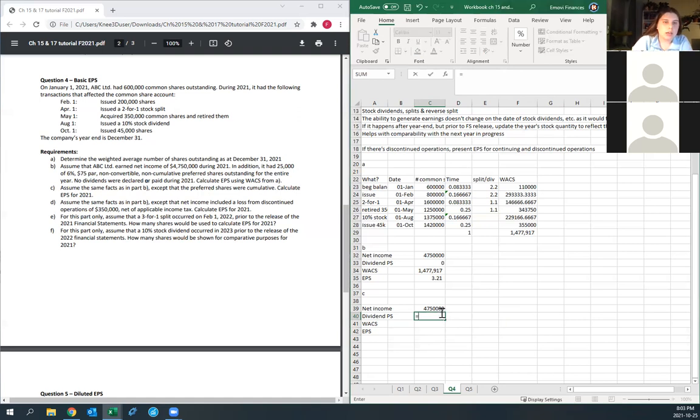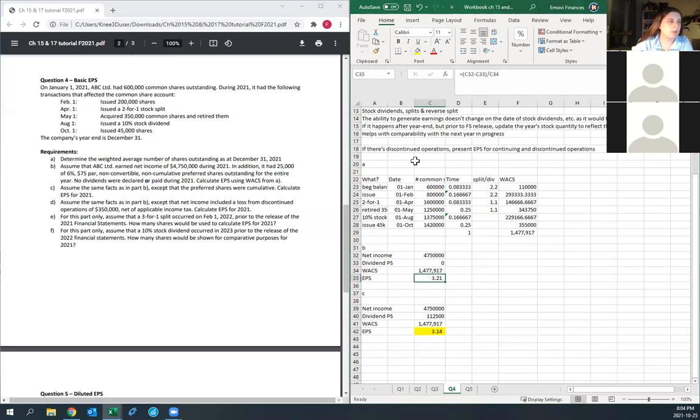To calculate it, it's going to be your 25,000 shares that were outstanding times their par value times the 6% dividends. And then your weighted average common shares is the same amount as earlier. So your basic EPS is going to be net income minus your dividends divided by your weighted average common shares. It's going to be 3.14.